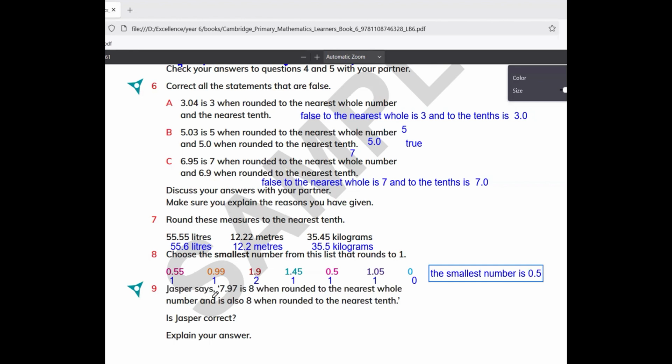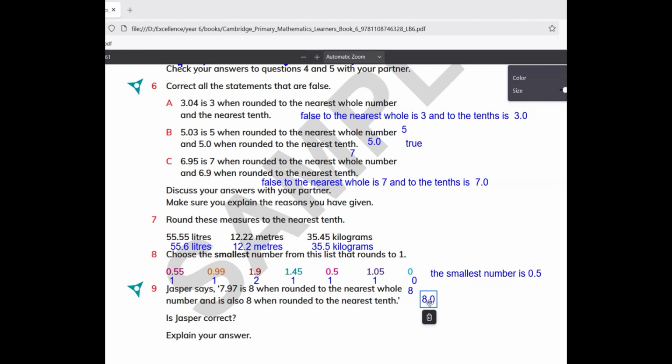Jasper says 7.97 is 8 when we round it to the nearest whole number, and it is 8 when we round it to the nearest tenth. What you need to do is just round it. To the nearest whole number, 7.97 is going to be 8 because the whole number is 7 and after 7 on the right we have 9, so it's going to be 8. And to the nearest tenth, the tenth is 9. After 9, there is 7, then we add 1 to the 9. 1 plus 9 is 10, 0 and carry over 1, and 1 plus 7 is 8. So it's going to be 8.0.